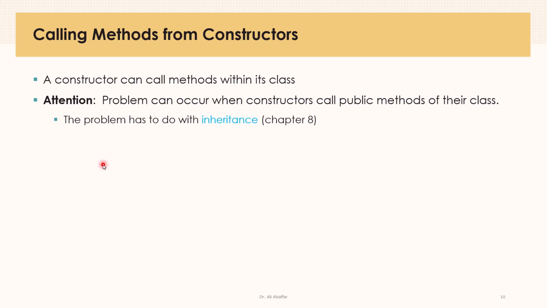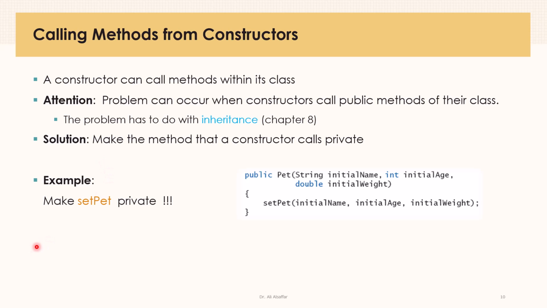So how do we avoid this problem? Simply by making the method private. So here, this is how we can do it. We can make setPet private, and this is how we can call the method within the constructor. We simply supply the parameters given to the constructor as parameters to the private method setPet. But this will create another problem: if you make it private, then we will not be able to call it from outside when we create an object and want to change the initial name, initial age, and initial weight of a pet. So this will create another problem.